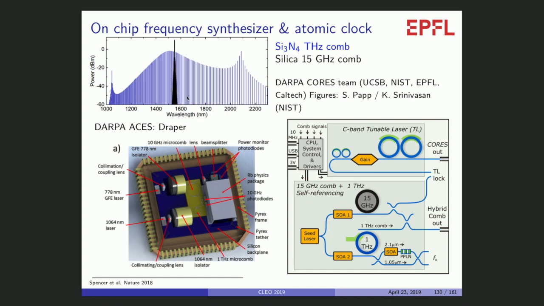Now, such artwork here is still, of course, an artist's rendition, but one can get all elements to function in a way that allows generating an RF to optical link and thereby hopefully in the future generate very compact optical atomic clocks like the ones shown here.